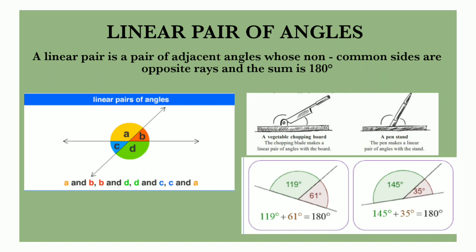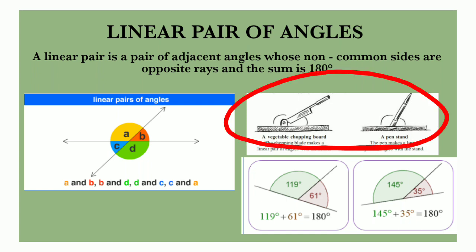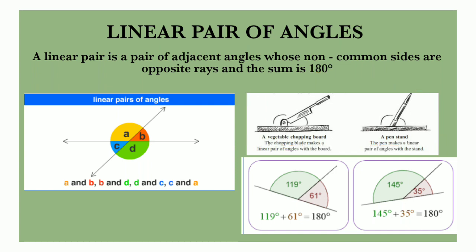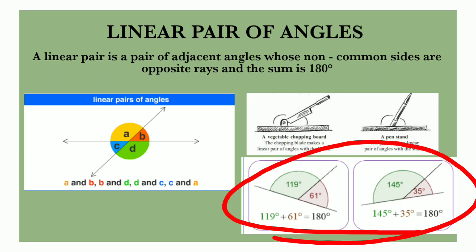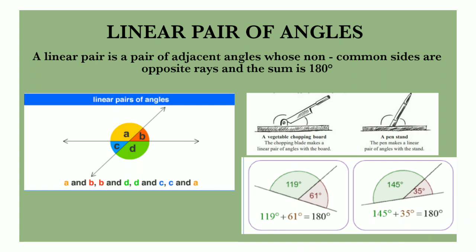See the example. Here we have a vegetable cutting board and a pen stand. They are making linear pair angles. Okay, so these are examples of linear pairs of angles. And see the two problems, 119 degrees and 61 degrees. So adding these two, you will get 180 degrees. Here 145 plus 35, adding these two angles, you also get 180 degrees. So these are called linear pairs of angles.